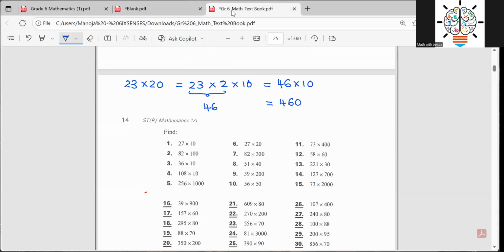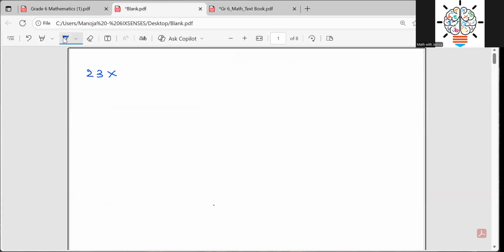Here, let's say they have given something like this. I will show you: 23, let's say you want to multiply by 500. How are you going to do this? 23 multiplied by 5 and 100. So easily you can do this now. You come to the working column and multiply this by 5. It gives me 115. So here you write 115.